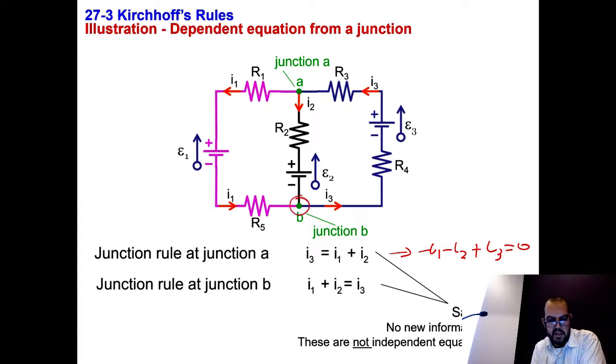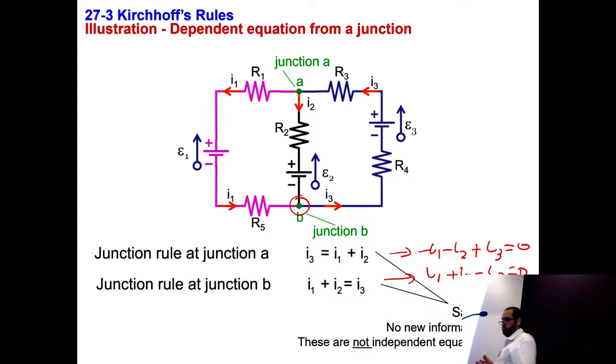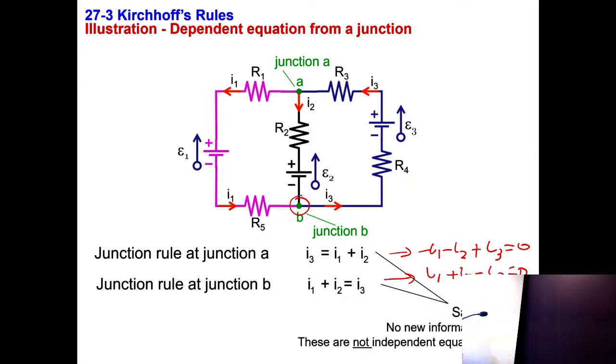Now if you write it for this junction, current moving in, you have I1, and I2 is moving in also, plus I2, and minus I3 is equal to 0. So you can see that equation 2 is just minus 1 times equation 1. So you don't gain any information. These two equations are the same here, so it doesn't help you.